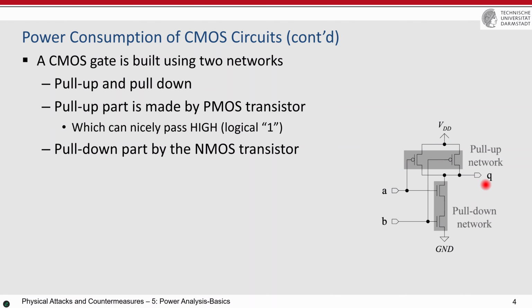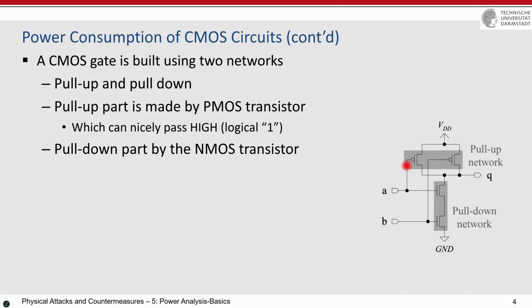Because when Q wants to be connected to VDD, it should actually have a voltage close to the VDD. The voltage should not drop. If it's 1.2, it should be also close to 1.2. It should not decrease, for example, to 1 volt instead of 1.2. And this is actually done by the PMOS transistors, meaning that PMOS transistors are good at passing high values.